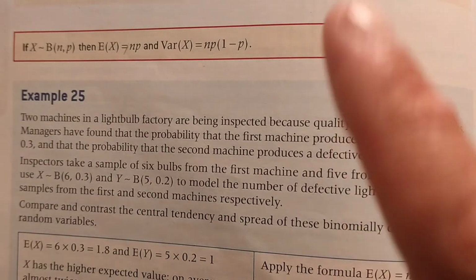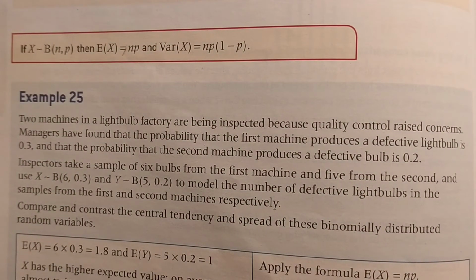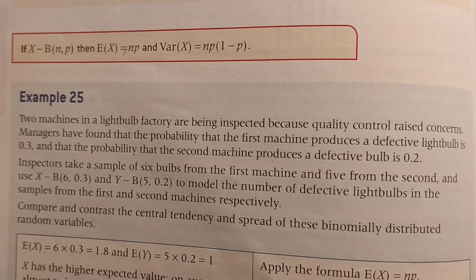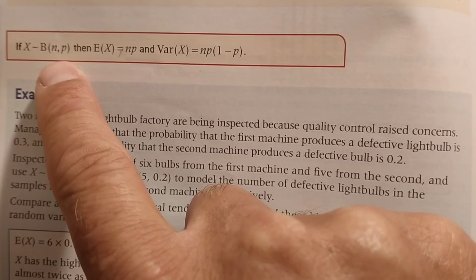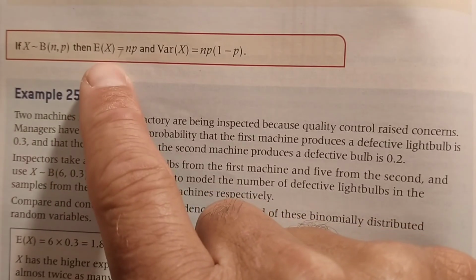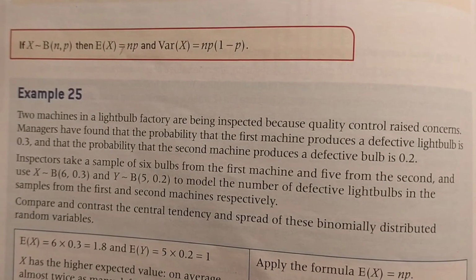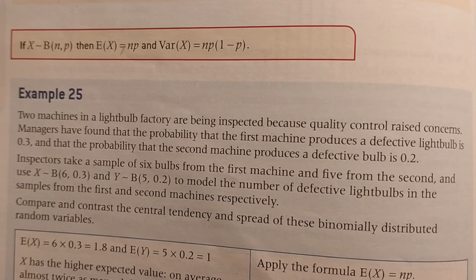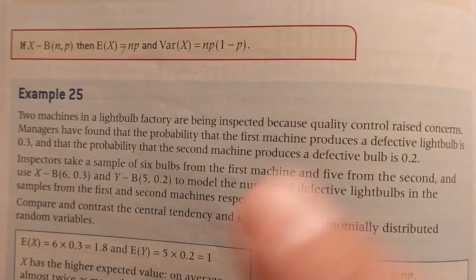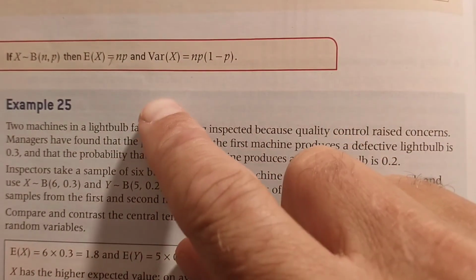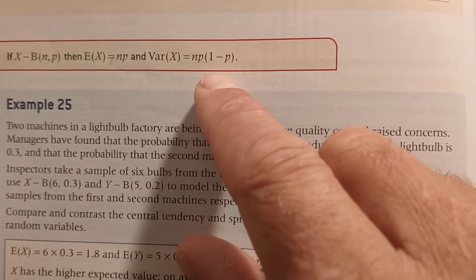You'll notice in the formula here, it says if the random variable x has a binomial distribution with the parameters n and p, then the expected value of x equals n times p. So we've learned how to do expected value before, and for the binomial distribution, the expected value is just n times p. And the variance of the binomial distribution is n times p times 1 minus p.